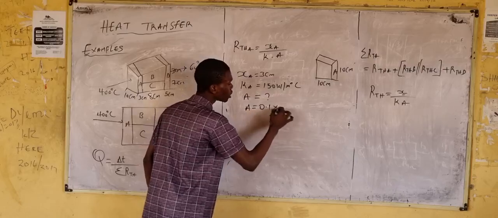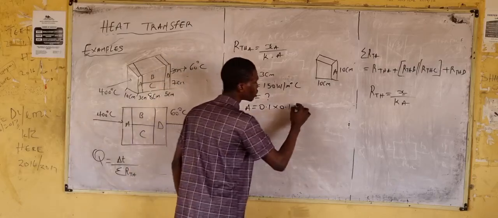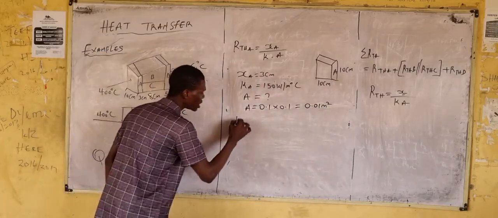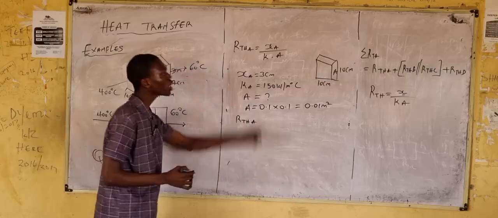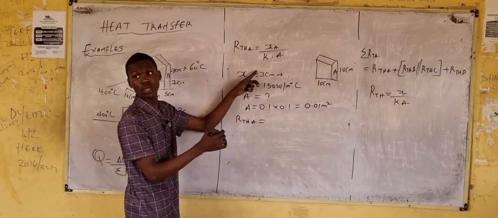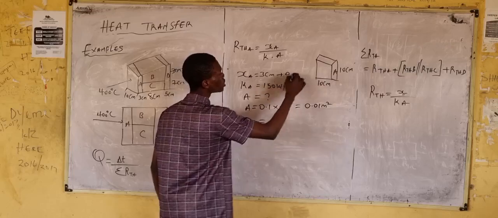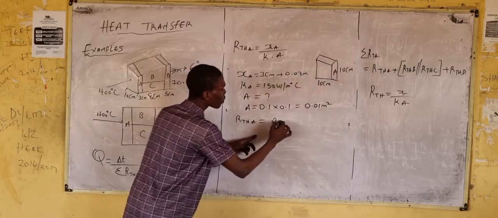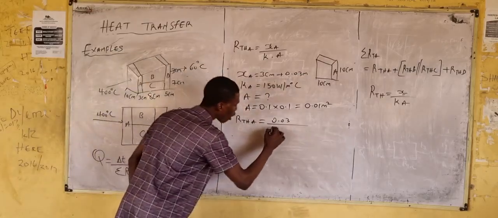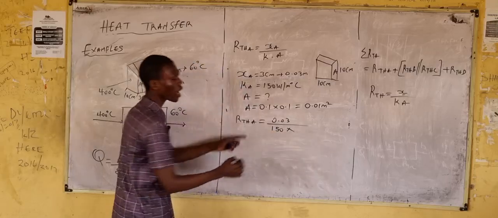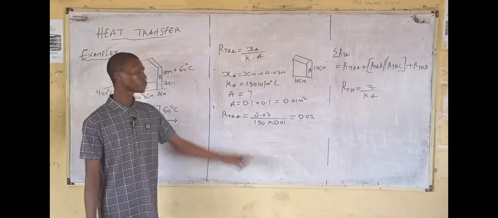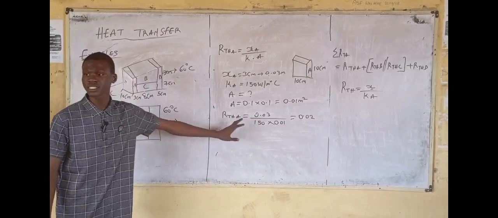Area is equal to 0.1 times 0.1. And this is equal to 0.01 meter square. Right? Now, RTH, the thermal resistance of wall A, is equal to what? Converting 3 centimeter to meter, we have 0.03 meter. So we have 0.03 divided by the thermal conductivity of wall A, 150, times the area, 0.01. What's the value? We've gotten 0.02 for the thermal resistance of wall A.